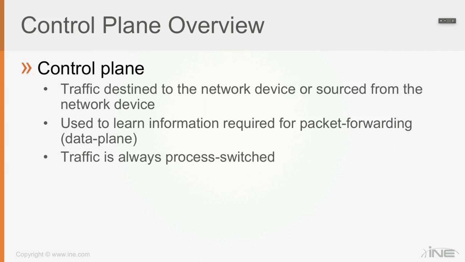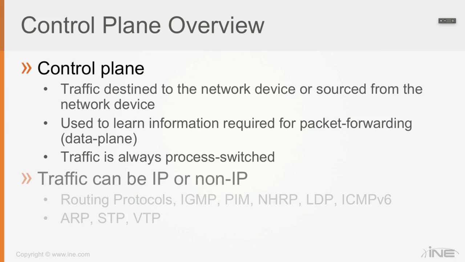And this traffic is always process switched because it is destined to the router. Let's say if it's a router, it is destined to the network device or sourced from the network device, which means it has to be punted to the CPU of that device, which means it's going to be process switched, which means CPU switched.